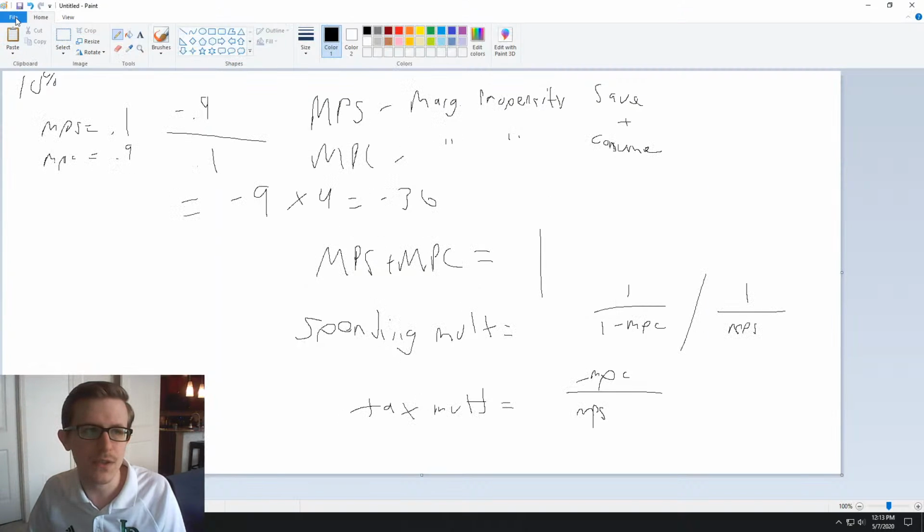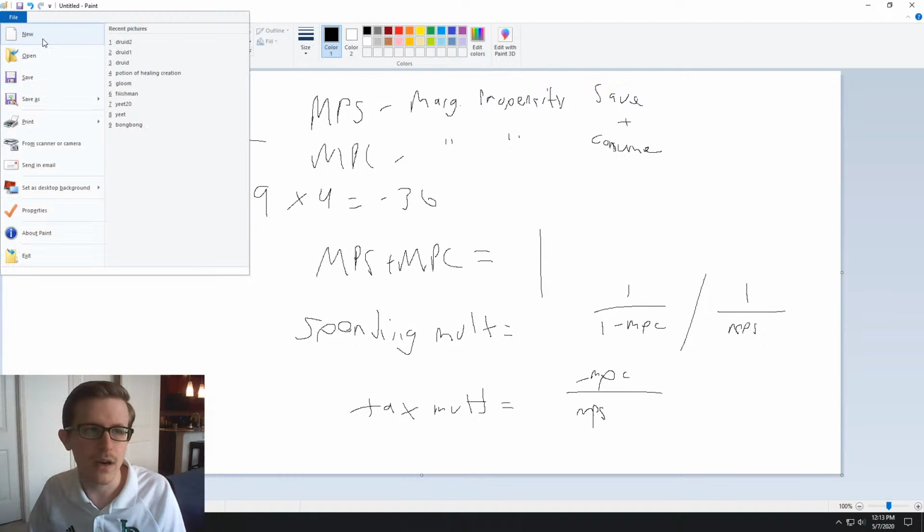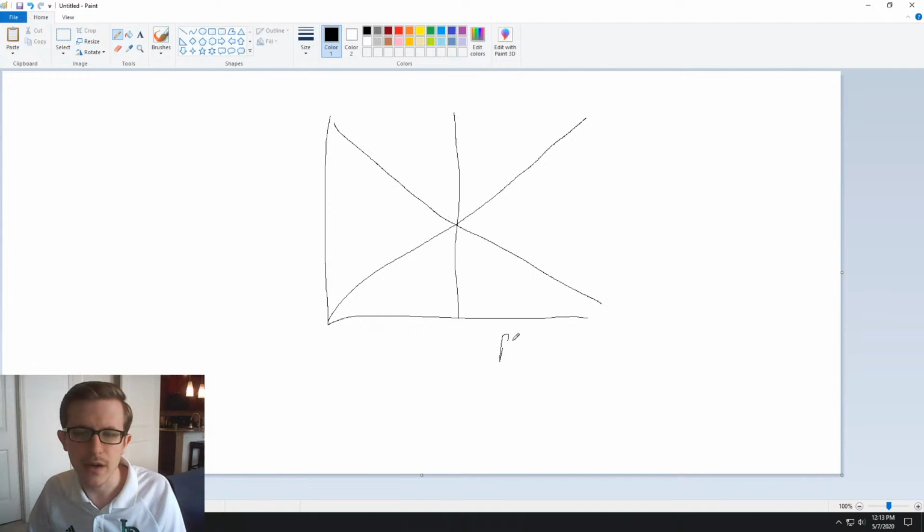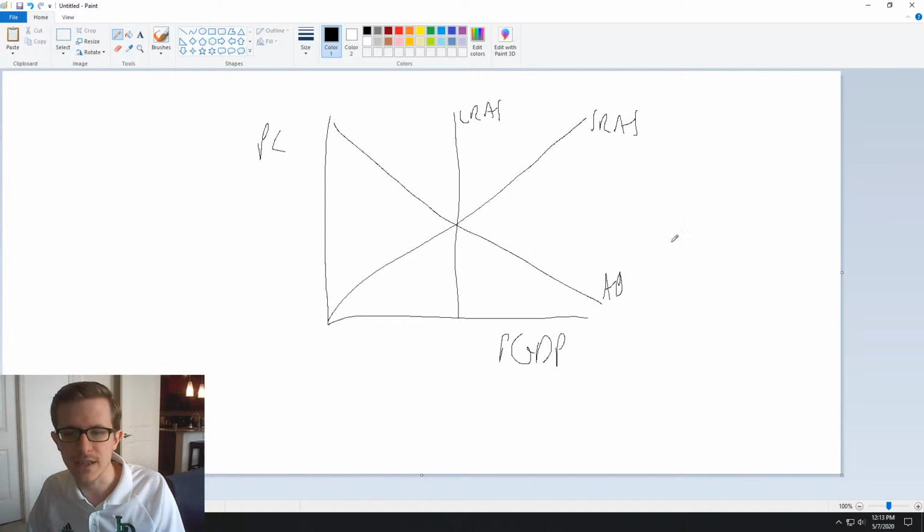So we'll clear all this off and quickly draw out a graph here. Make sure we label it correctly as well. Okay, so we got RGDP, we got price level, we got aggregate demand, we got short-run aggregate supply, and we got long run aggregate supply. If it's a negative shock, that means it's going to be decreasing. If it was a positive shock, it'd be increasing. So aggregate demand would be going to aggregate demand 2 here.